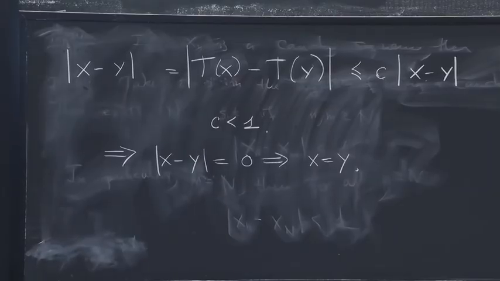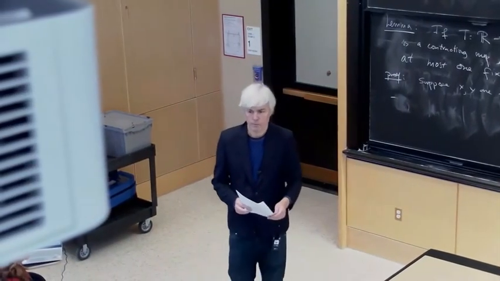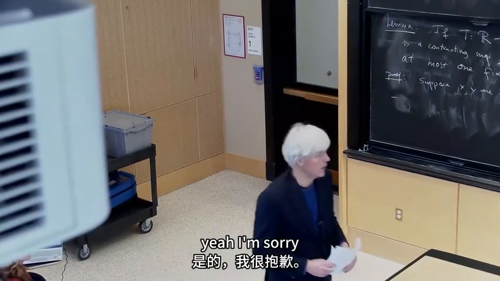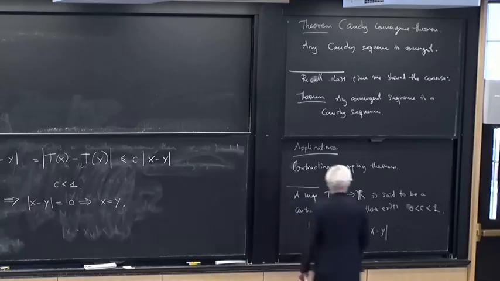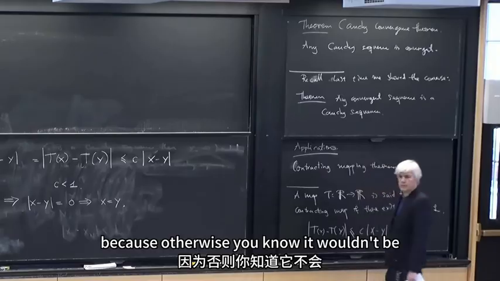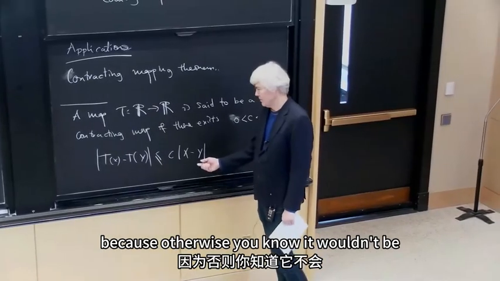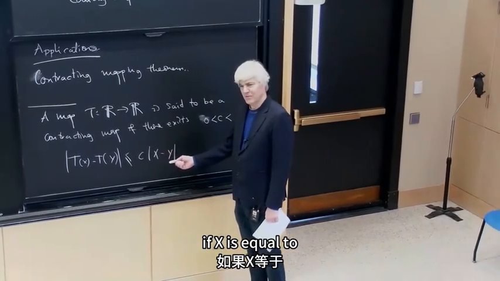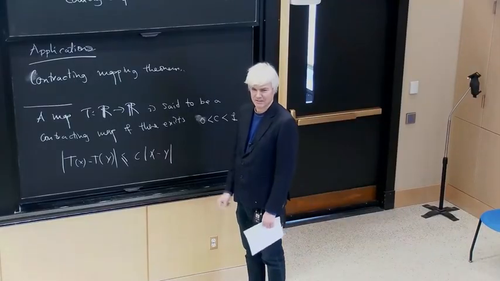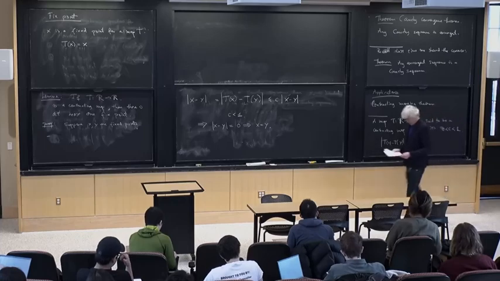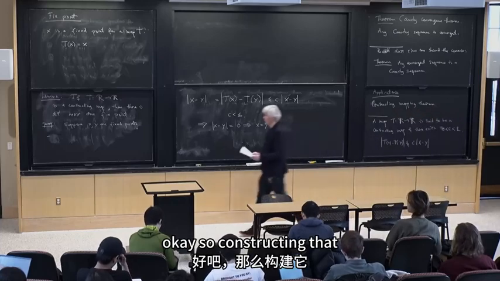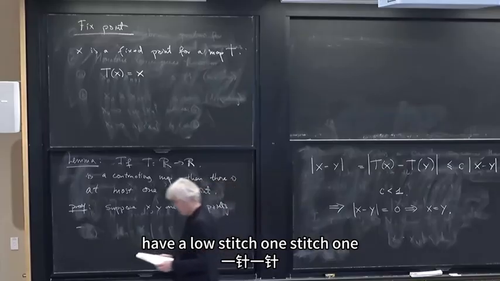The definition of the contracting map is also less than or equal to. Yeah, I'm sorry, it should have been less than or equal to. Because otherwise, if x is equal to y, it wouldn't hold. So it should be less than or equal to. Okay, so a contracting map has at most one fixed point.